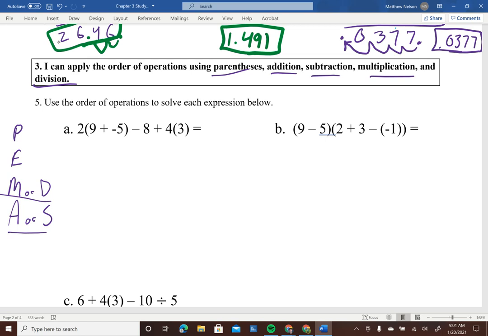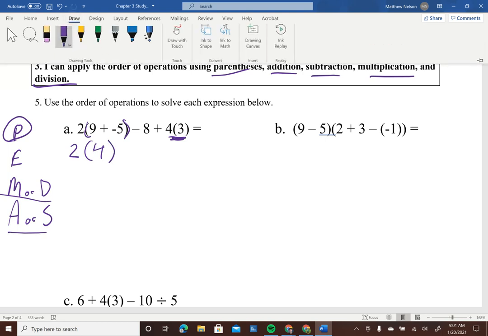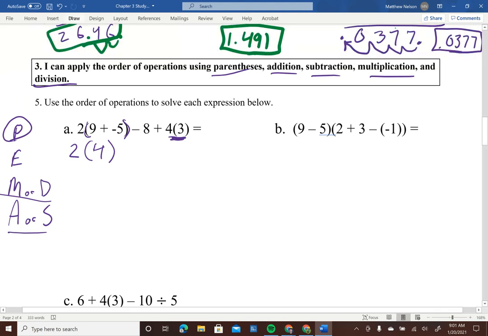Okay, so let's start with parentheses here. Do we see parentheses? Oh, I do. I see parentheses here. And this here is not really parentheses, that's multiplication. So we don't need to do anything there. So let's start with parentheses. We're going to rewrite it as 2, and then 9 plus negative 5. Well, we're going to find the difference between 9 and 5. Take the sign of the larger number, which would be positive 4. But we don't need those parentheses anymore, so we're going to go ahead and erase those.